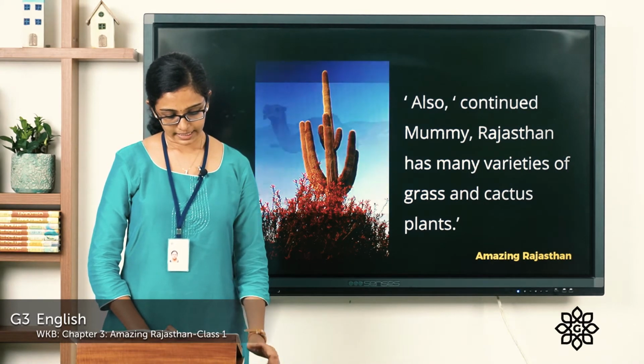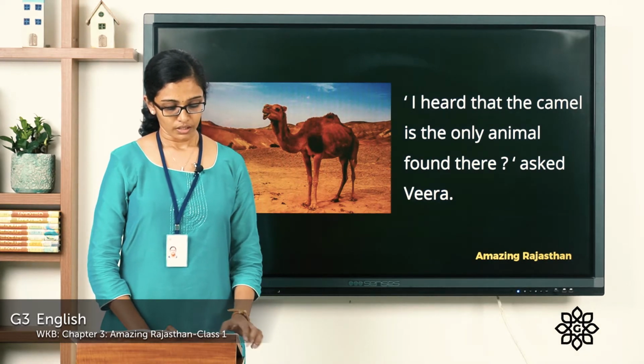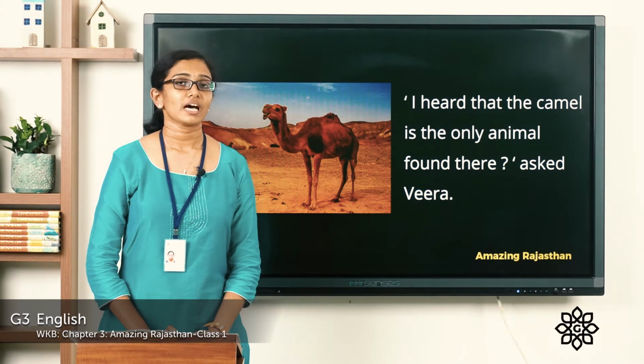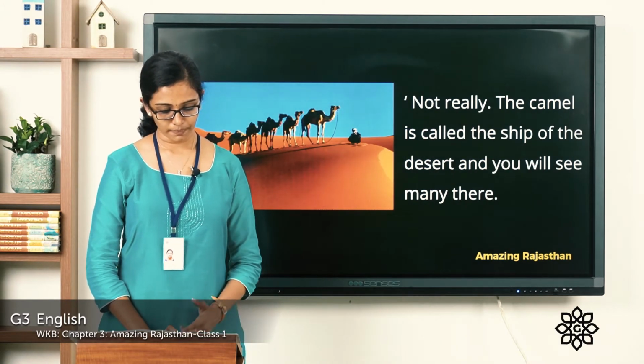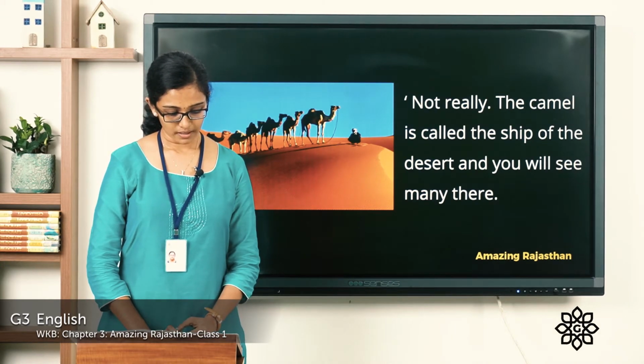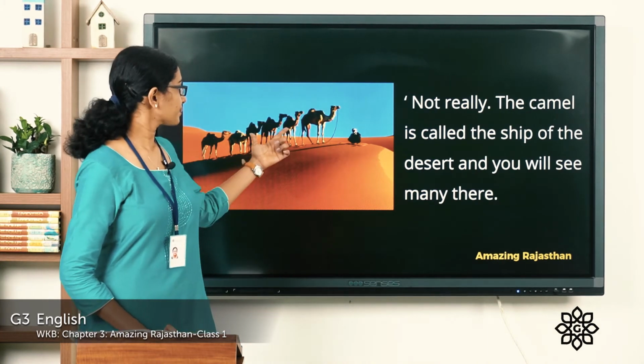I heard that the camel is the only animal found there, asked Veera. So Veera was asking her mother, camels are usually seen in deserts, right? So she asked if the camel is the only animal living in the desert. What did her mother reply? Not really. The camel is called the ship of the desert and you will see many there. You see camels here?